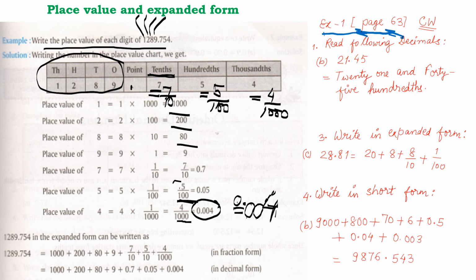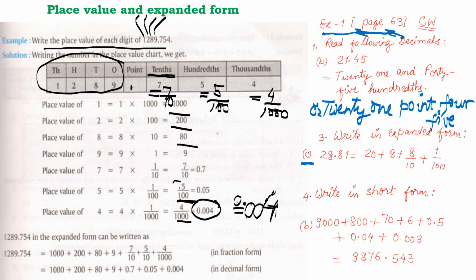21.45, or it can be written as 21 and 45 hundredths. We don't read it as twenty-one point forty-five. That will be wrong. Whichever way you are comfortable, either write 21 and 45 hundredths, because 45 is at hundredths position. Alright, 21.45.